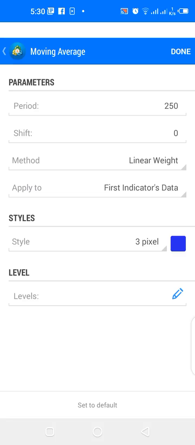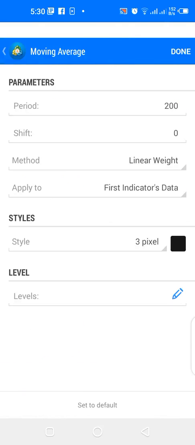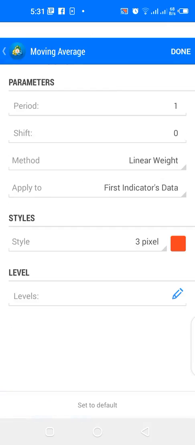Now the first moving average is 250 period. The method is linear weights. Apply to first indicator's data, and the color is blue. Second moving average is 200 period. Method is linear weights. Apply to first indicator's data, and the color is black. The third is 1 period, linear weights. Apply to first indicator's data, and the color is red.